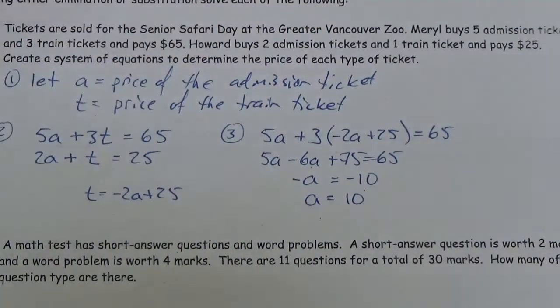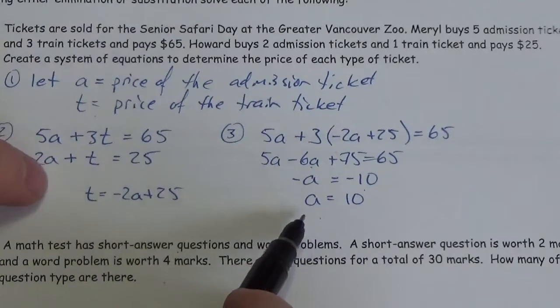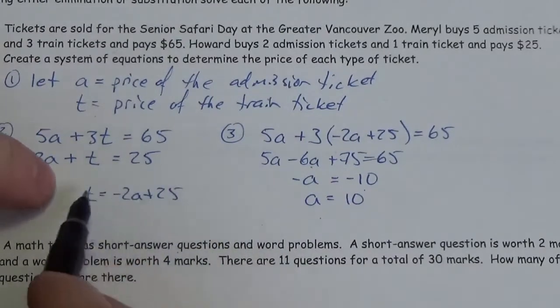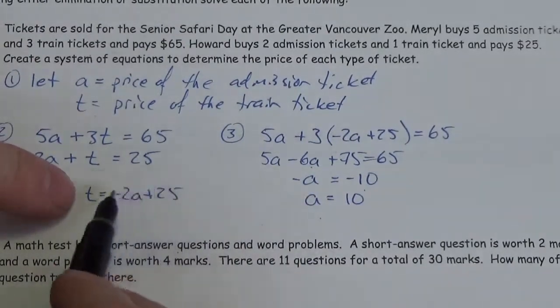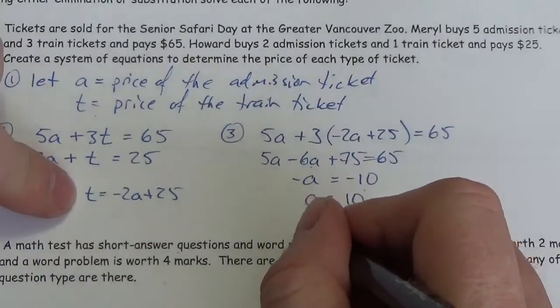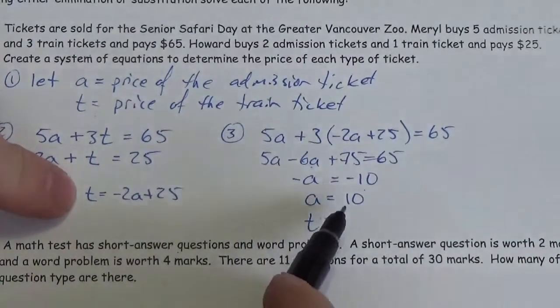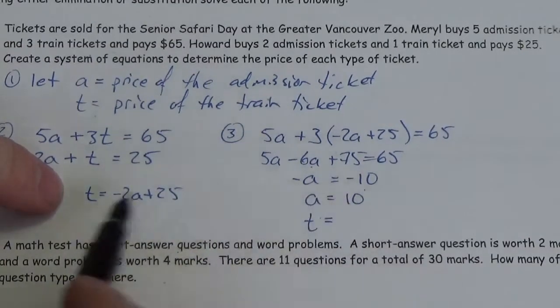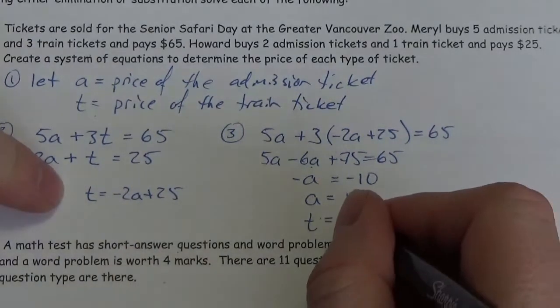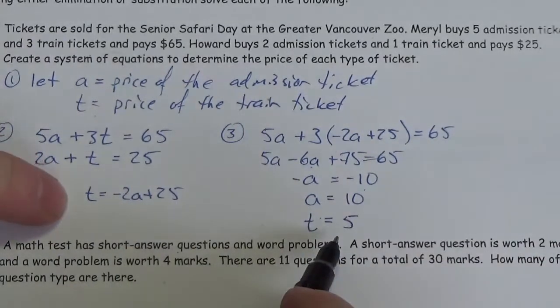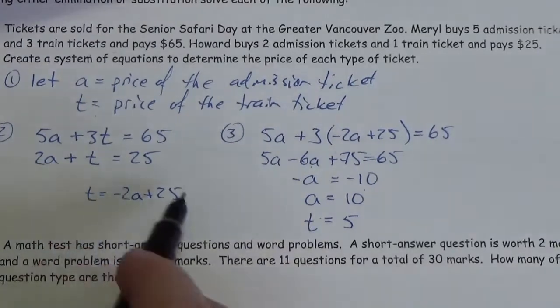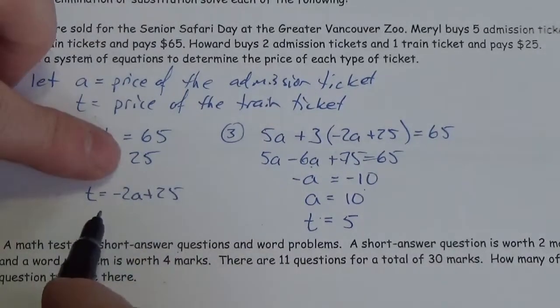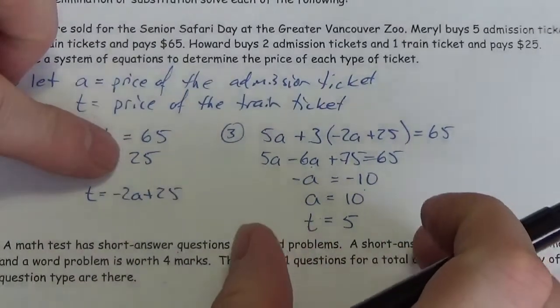Wonderful. I've got my a. Now, because I used substitution here, I can take that a value and go back over here and do a very quick calculation. Negative 2 times a is going to be negative 20, because a is 10, so negative 2 times 10 is negative 20, plus 25 is going to be 5, so my t value is going to be 5.